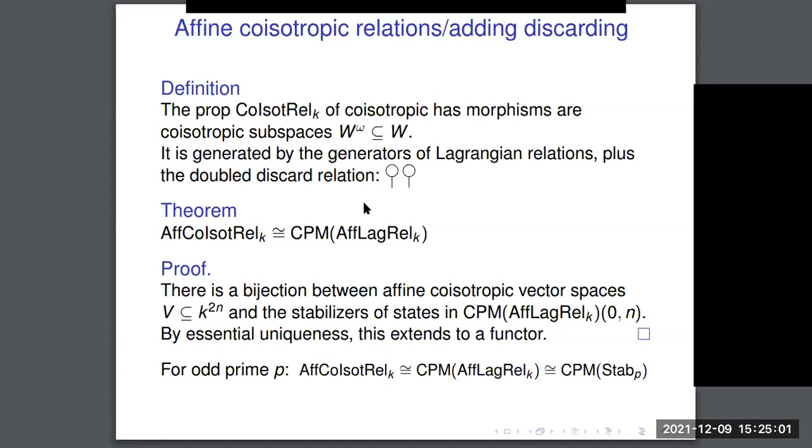Yeah, and the way that this is shown is, since both of these categories are compact closed, you just have to look at the states and show that there's a functorial, well-defined bijection.